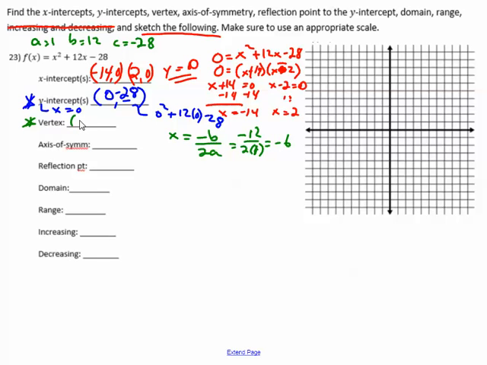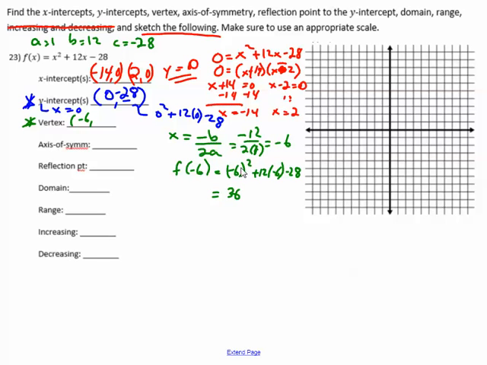Vertex is at negative 6, comma. What's my y value? My y value is, evaluate this when x equals negative 6. And all I do is find f of negative 6. F of negative 6 is negative 6 squared plus 12 times negative 6 minus 28. And all I do is just evaluate that.